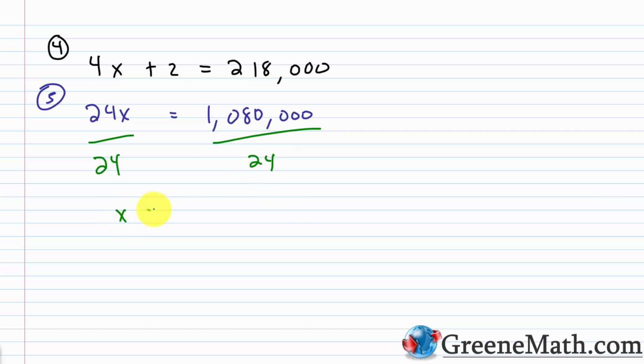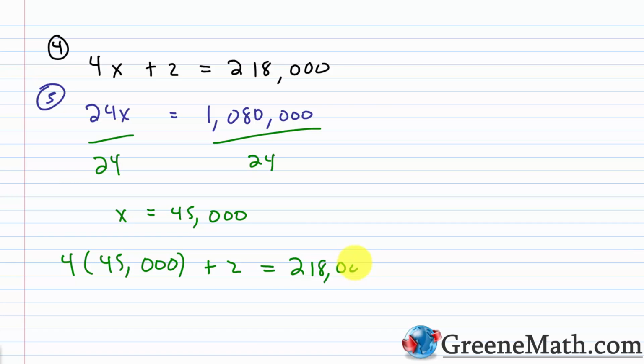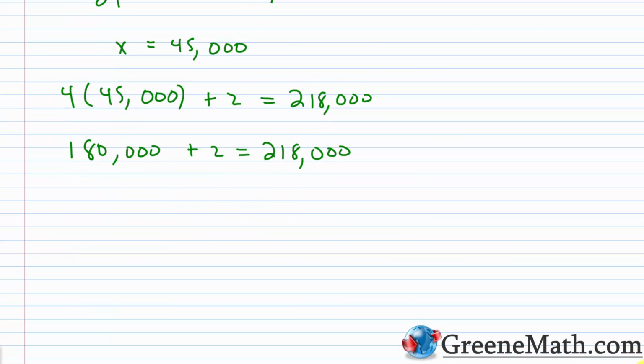So we would get x is equal to 45,000. Now we're going to plug 45,000 in for x in equation 4. So I would have 4 times 45,000 plus z is equal to 218,000. 4 times 45,000 is 180,000. Plus z equals 218,000. Scroll down and get a little room going. Let's go ahead and subtract 180,000 from each side of the equation. That'll cancel. We'll have z is equal to 38,000.